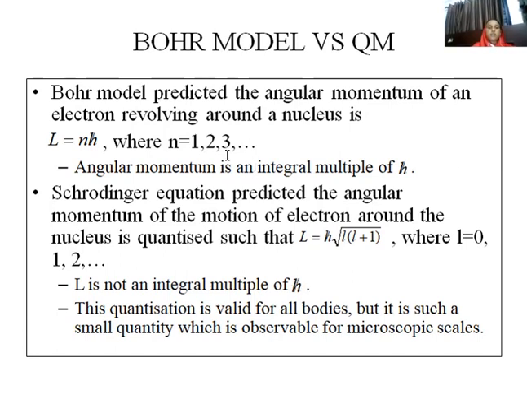The other difference you can see here: in the case of the Bohr model, there is an electron revolving around a nucleus, so there is no chance for zero angular momentum. But in the case of the Schrodinger equation, there can be zero angular momentum.